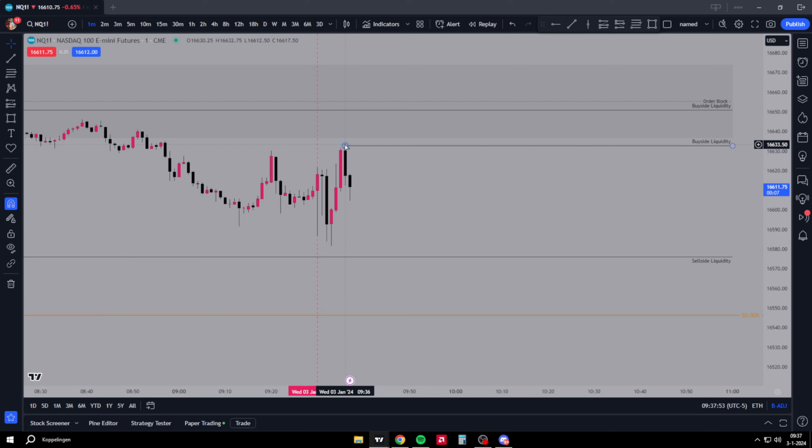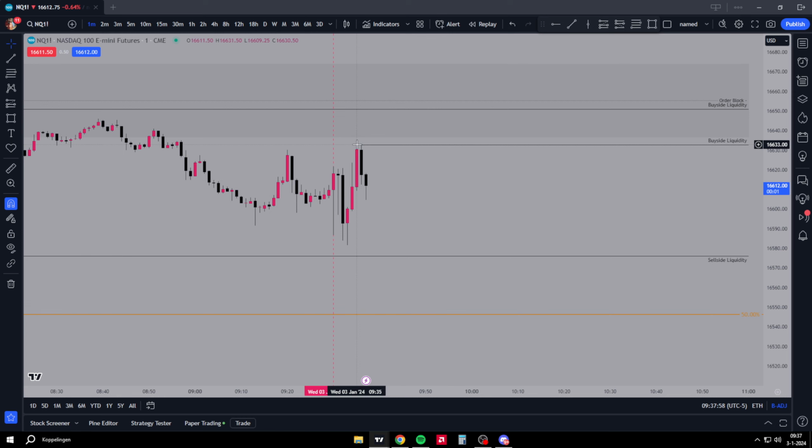External, internal, external, external. I want to see us go to buy side here.